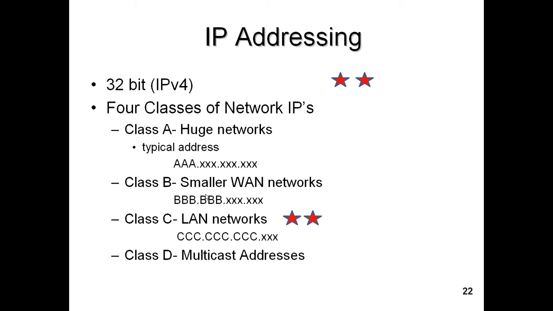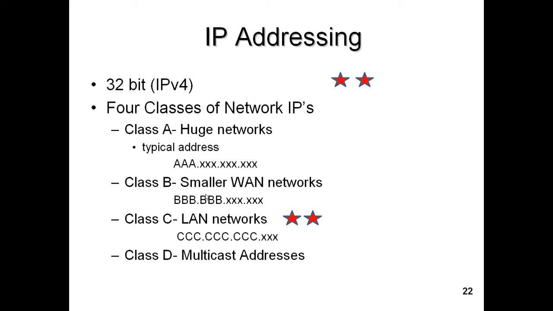Class C networks. This is the most important one to us, because this is the kind of local network that we're going to need to connect our devices to. And in most cases, the networks our customers use will be Class C. And in a Class C network, the first 3 groups stay the same. The last octet is the only variable.